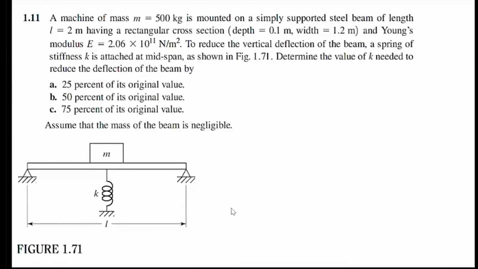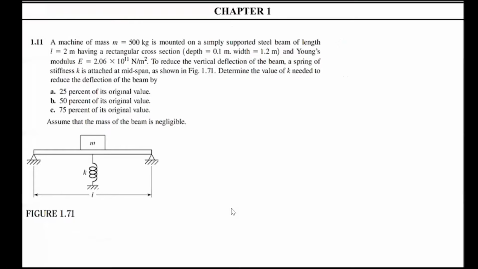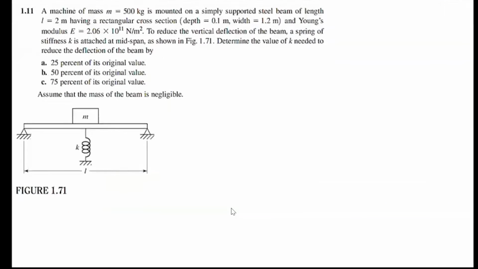So a machine of mass 500 kilogram. Okay, machine of 500 kilogram. The mass is given here, 500 kilogram. And then the length is 2 meter. Having a rectangular cross section with a depth of 0.1 meter. And the width is 1.2 meter.